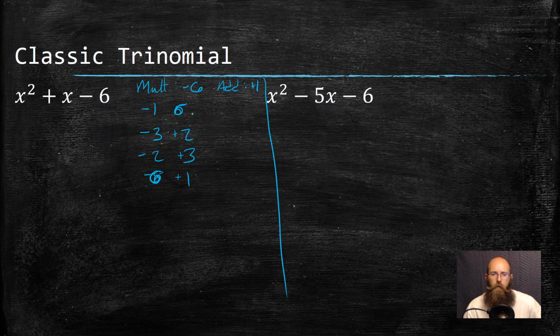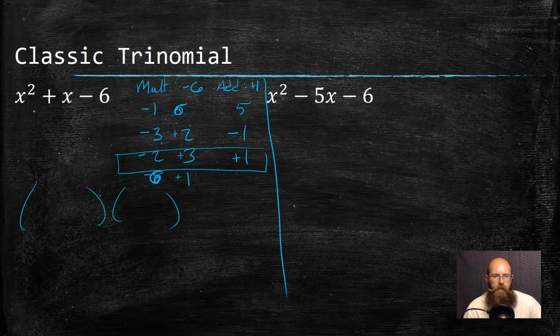And I need to add up to get 1. -1 plus 6 gets me 5. -3 plus 2 gets me a -1. That's close, but I want a +1. -2 plus 3 gets me a +1. That's my ticket. These two numbers multiply to get me my -6, and they add up to get me my 1. So I need to multiply to get me my last term, add to get my middle term.